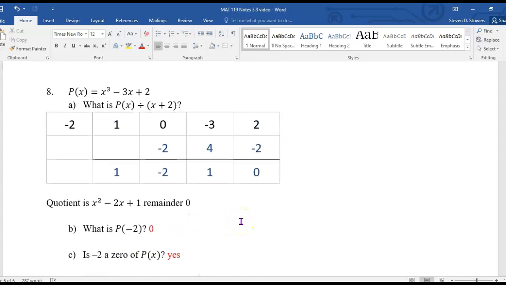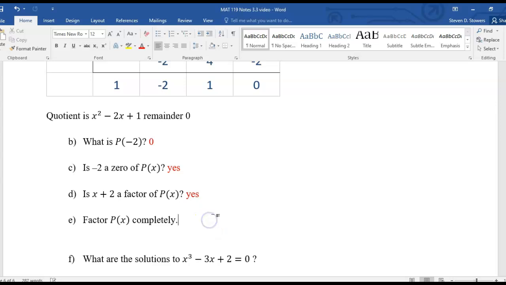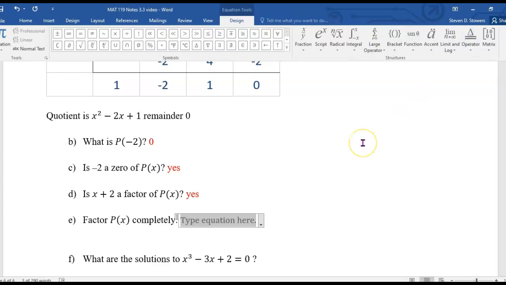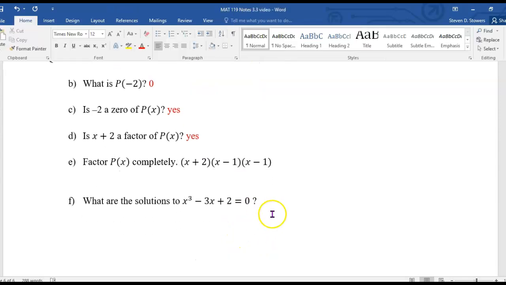And then to factor it completely, we got it broken up into what we were dividing by, which was x plus 2, times what we got for the quotient, which was x squared minus 2x plus 1. And that factors further into x minus 1 times another x minus 1, or x minus 1 squared. So that's what it looks like factored completely.